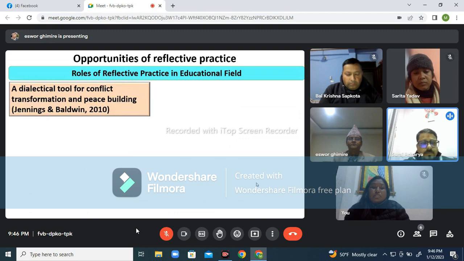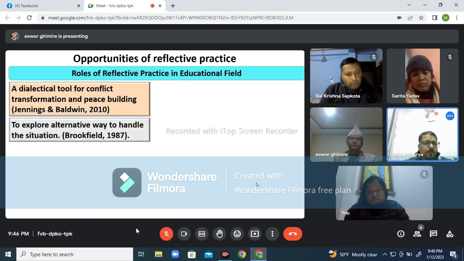Nevertheless, the role of reflective practice in the educational field is very high. Number one is a dialectical tool for conflict transformation and peace building. Of course, reflective practice helps us with conflict management. Next, the role of reflective practice is to explore alternative ways to handle the situation. Of course, it helps us explore various other ways which easily help us handle various kinds of situations arising in our life.